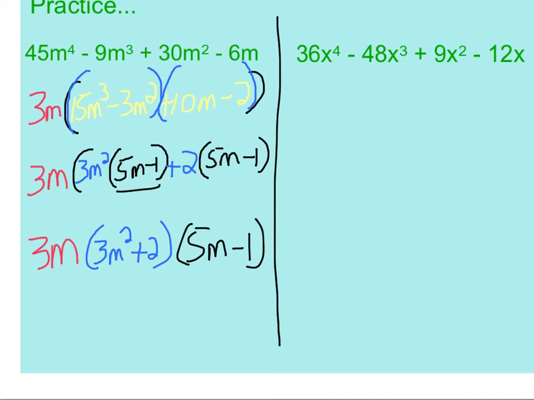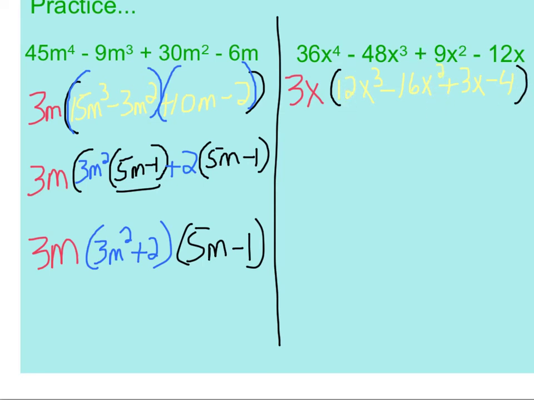I said that this would be a short one, so what can we factor out of all of these? We can factor 1x out. And what else could we factor? I bet we could factor a 3 for sure. So let's try that. Sure enough, you can divide all of these by 3 and you end up with 12x to the third minus 16x squared plus 3x minus 4. And the x that we pulled out is right here. So now let's put parentheses around the first 2 and the last 2.